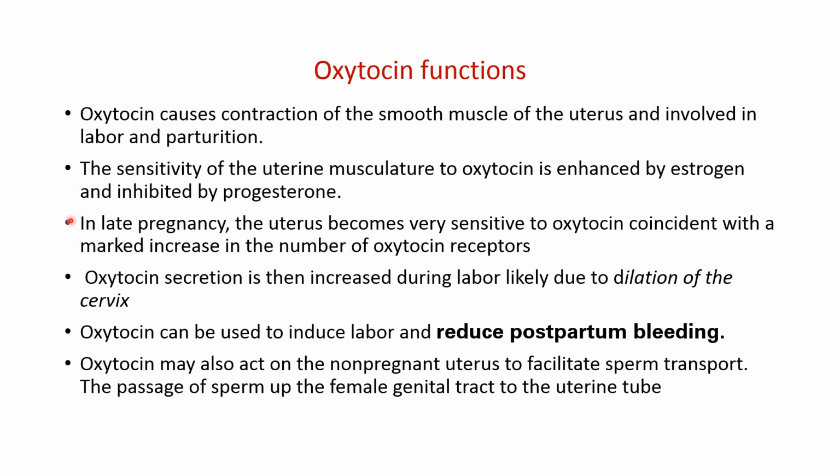Now, this is at the end of the pregnancy. Actually, the uterine smooth muscle cells become sensitive to oxytocin, and that's probably what contributes to the labor. Also, oxytocin is then increased during the labor, as I mentioned, due to dilation of the cervix. And oxytocin can be used to induce labor and reduce postpartum bleeding.